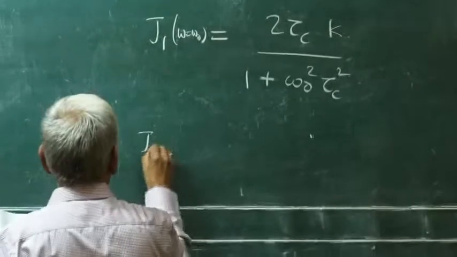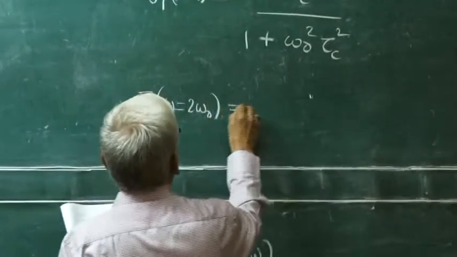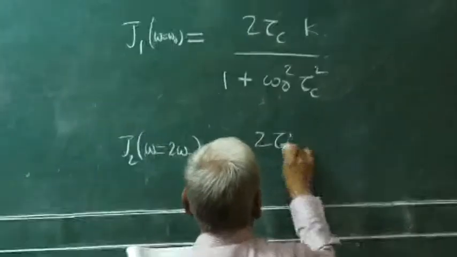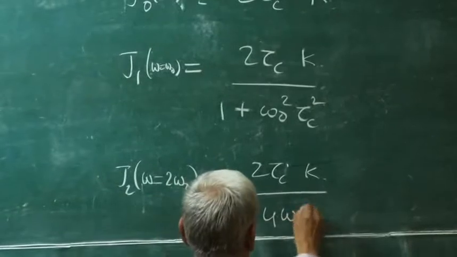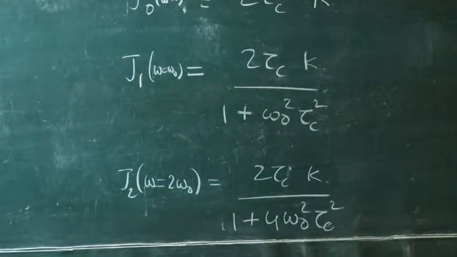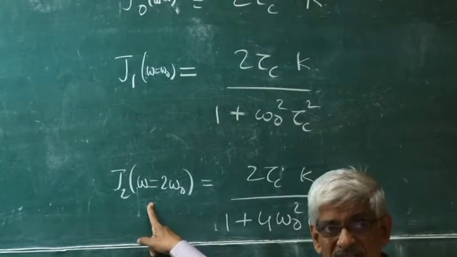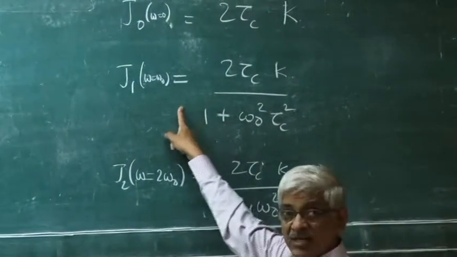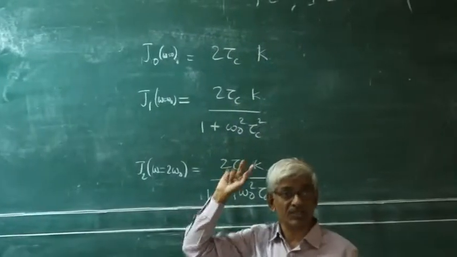And J2, where omega is equal to 2 omega naught, is 2 times tau c times k divided by 1 plus 4 omega naught square tau c square. So this is the power available at double quantum frequency, power available at single quantum frequency, and that is at zero quantum frequency.